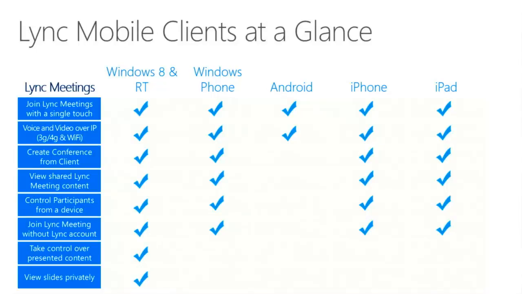On Android, you actually can join meetings. You can have voice and video calls. You cannot see any content presented during the meeting. You cannot escalate a one-to-one call to a conference call. But we are working on it.